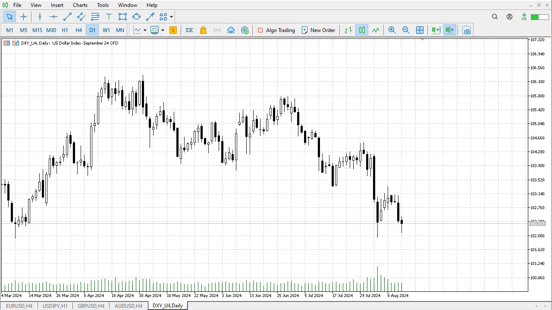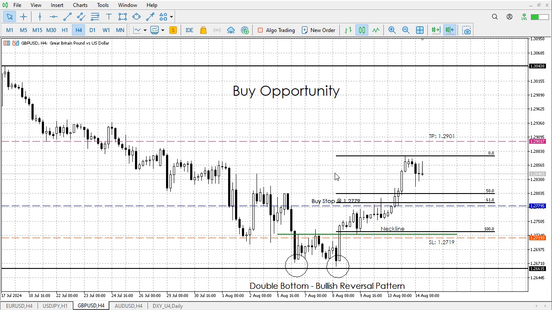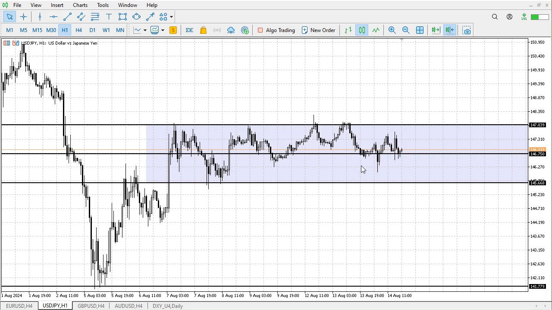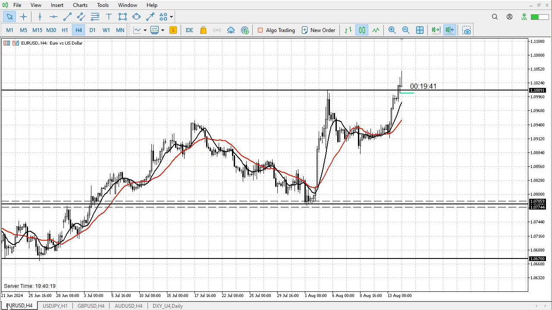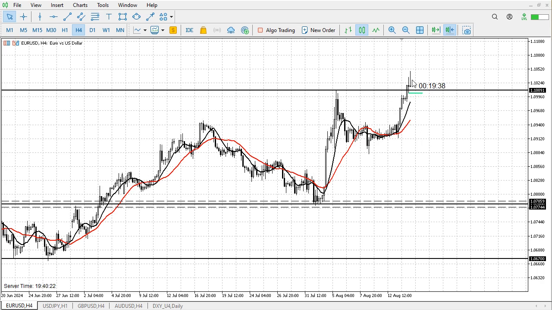The dollar index is bearish. So what that means is that this instrument should be buying, and this should also be buying. Then this should be selling, this should be selling, this should be selling. The Euro USD should also be buying. So we expect to see buying opportunities here.